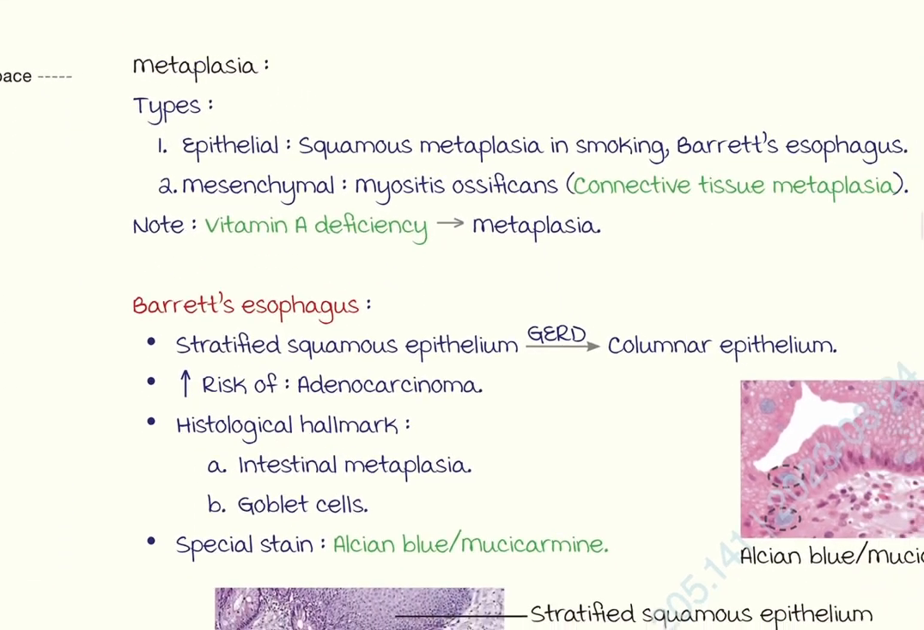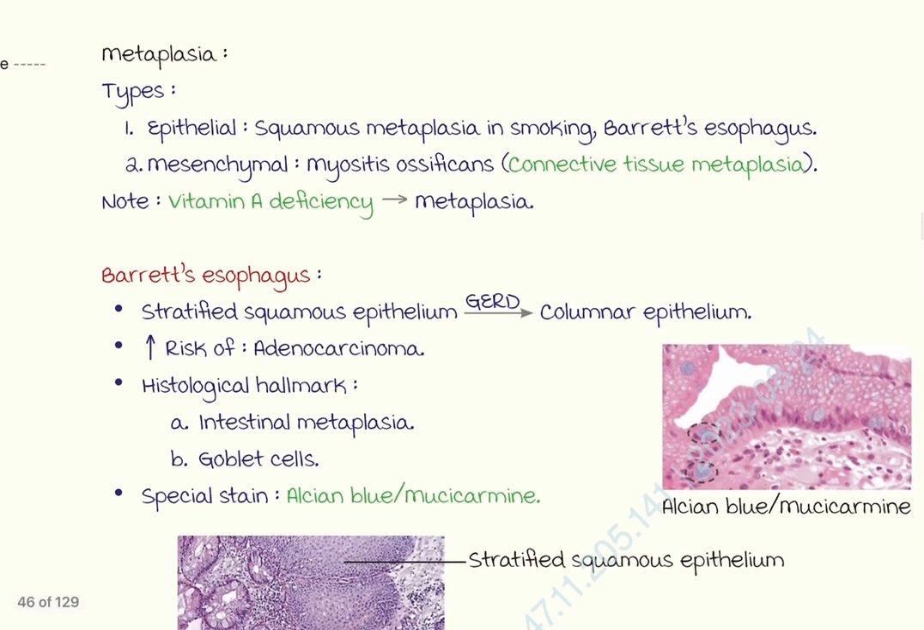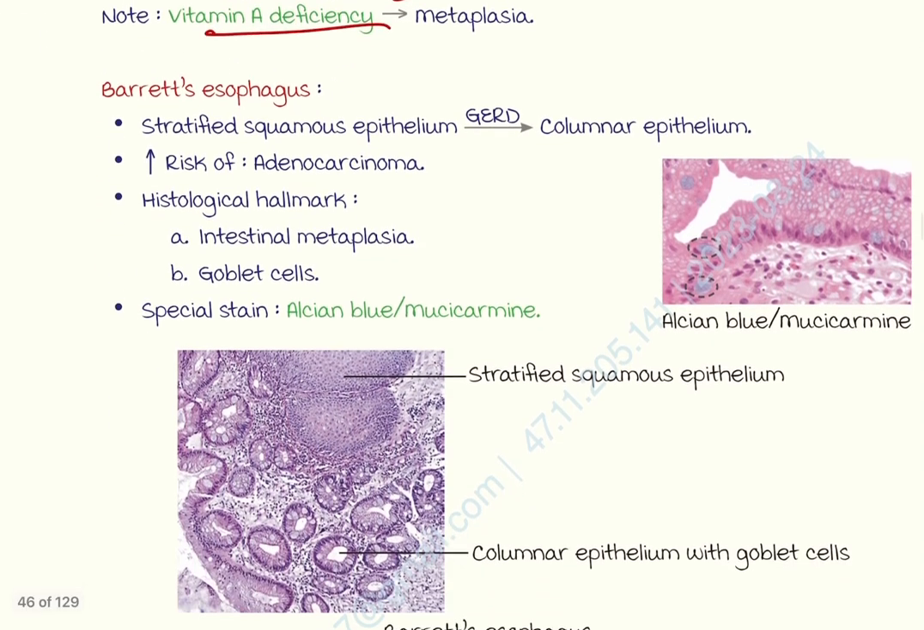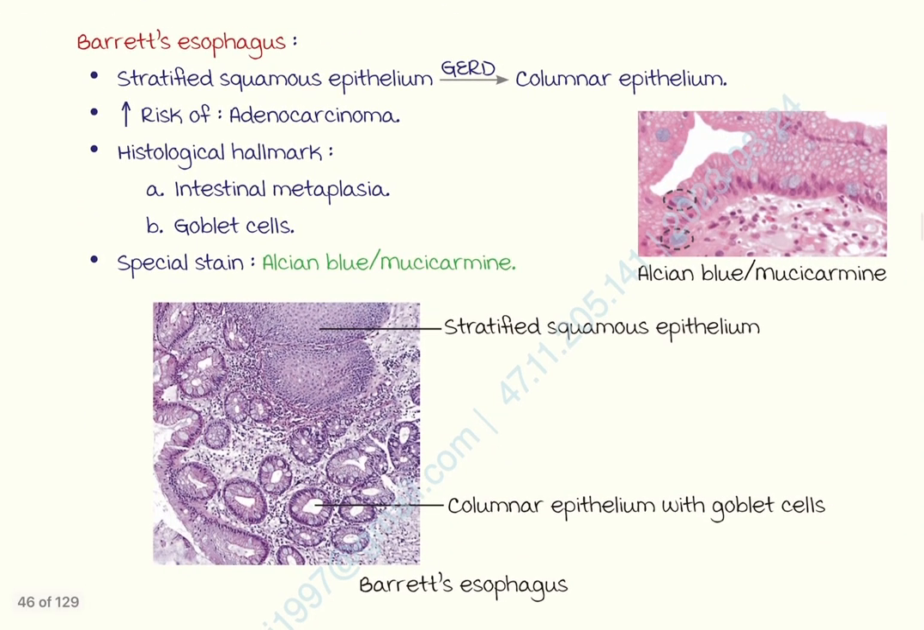Okay, so metaplasia types: you have epithelial metaplasia and mesenchymal metaplasia, as I told you. Smoking and Barrett's esophagus are epithelial, connective tissue metaplasia is mesenchymal, and vitamin A deficiency metaplasia can happen. Barrett's esophagus is a columnar metaplasia because the stratified squamous is getting converted to columnar. Okay, and what is the risk factor? It is repeated exposure to acid reflux, that is gastroesophageal reflux disease.